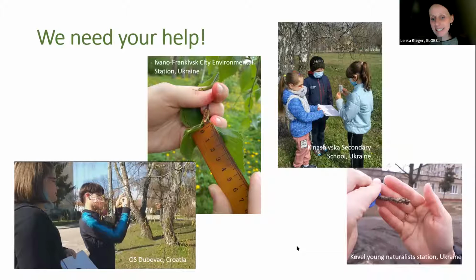But to get this data, this information, we really need the help of schools or citizen scientists, because we have satellites orbiting around the Earth which provide data, but we also need the observations from the ground, which are really precise, very detailed, and your eyes can really see very well what's going on with one specific tree.